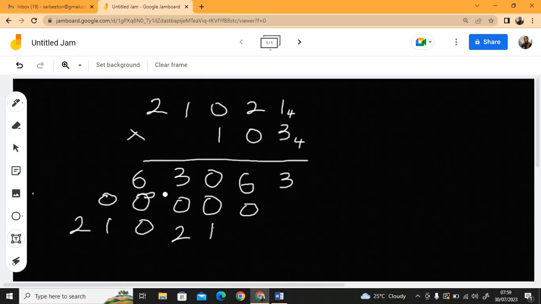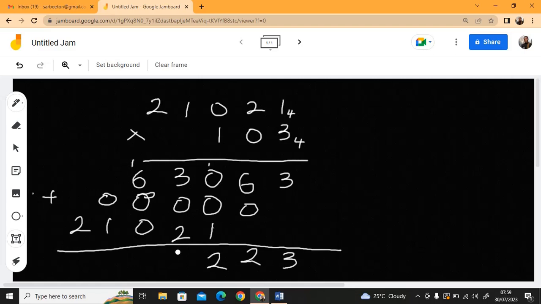Now, let's add them up together. 3 plus, that is 3. Then you have 6 here. 4 goes in 6, that is 1, remainder 2. 1 plus 0 plus 0 plus 1, that is 2. 3 plus 2 is 5. 4 goes in 5, that is 1, remainder 1. 1 plus 6 is 7.